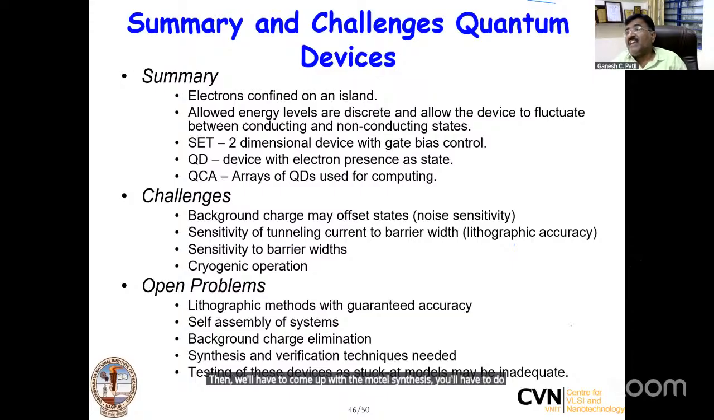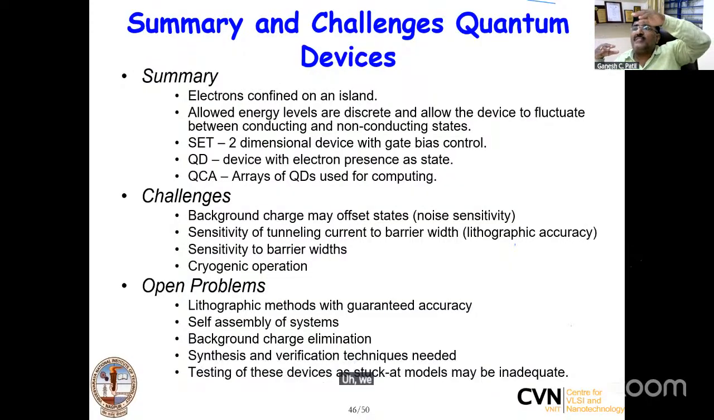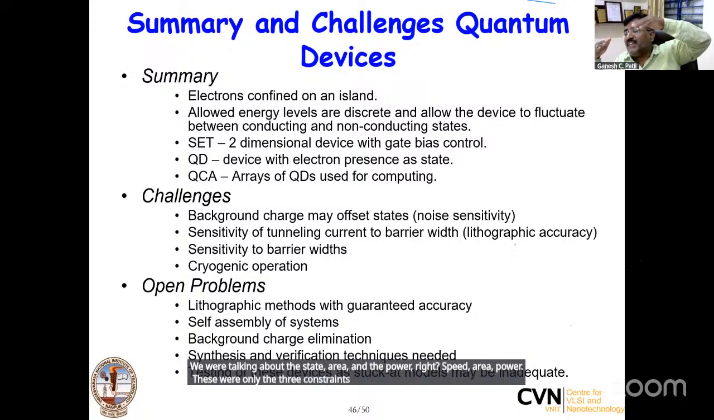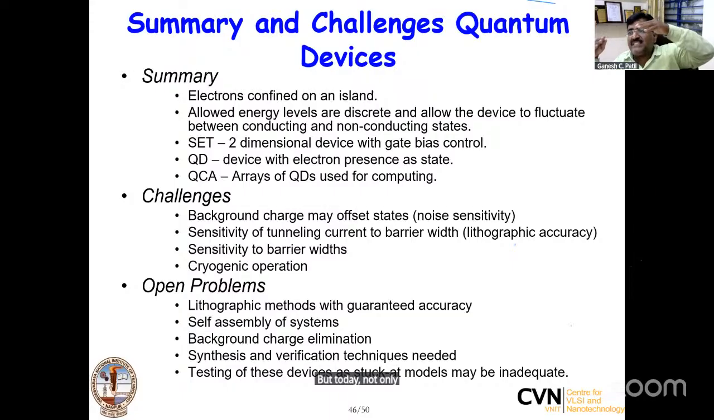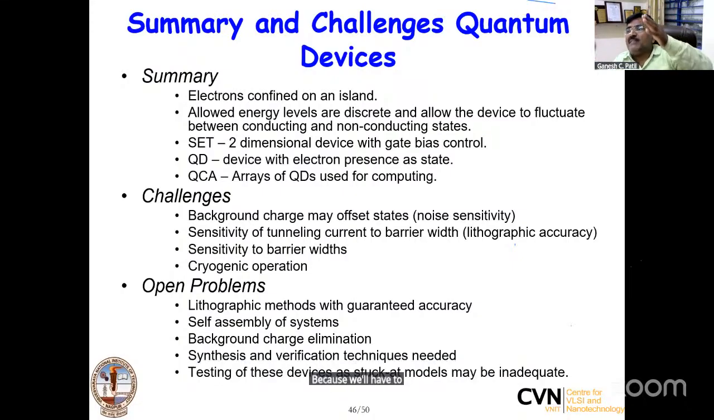And obviously, so far in the VLSI domain there was a traditional mechanism where we were talking about speed, area, and power, right? Speed, area, power. These were the only three constraints for VLSI design engineers. But today, not only the traditional speed, power, area, one more challenge has been added, and that challenge is testing. Because we'll have to not only develop the silicon chip, we'll have to test it also, right?